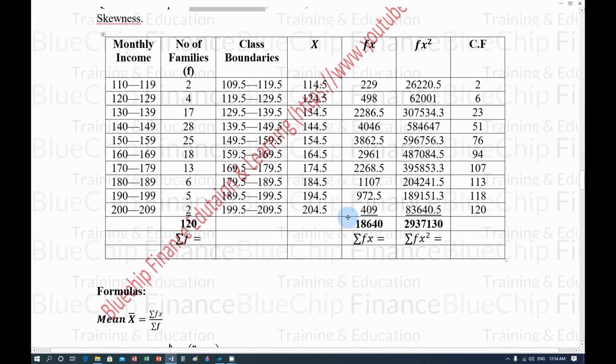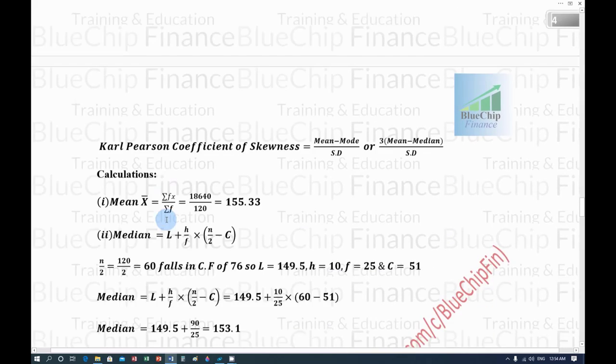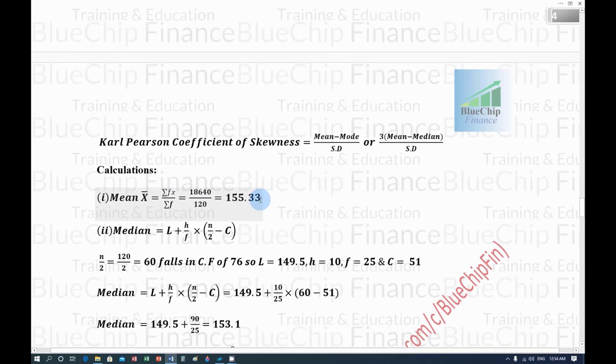So sum of fx is 18640 and sum of f is 120, and your answer will be equal to 155.33. And after that, the next requirement is to calculate the median. The formula for median is L plus h over f multiplied by n by 2 minus c.